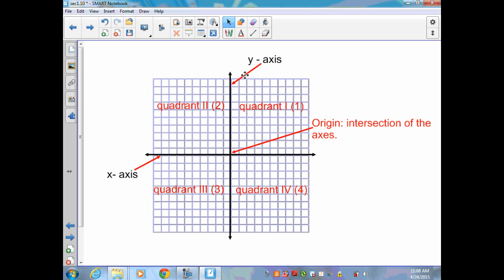This is where we call quadrant 1. It's also named with the number 1, but it's also a Roman numeral 1. Going counterclockwise is quadrant 2, quadrant 3, and quadrant 4. And remember, the intersection of the horizontal and vertical line, or the x and y axis, is the origin.